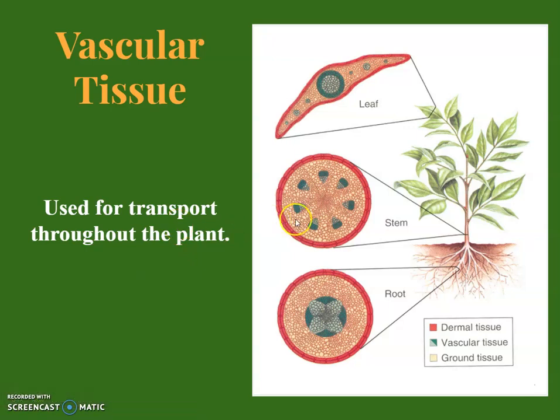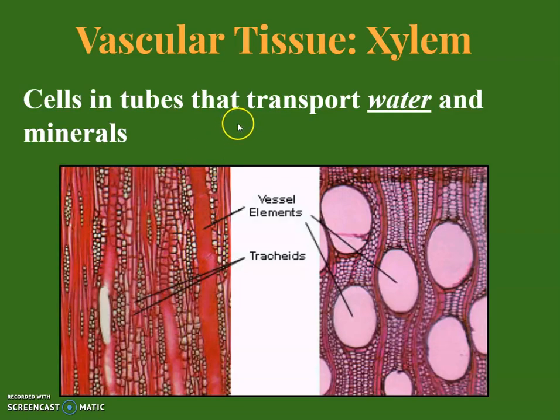And this vascular tissue looks different at different cross sections of the plant. So the root has a really thick vascular tissue down here. The stem will have little vascular tissues on the outer rim, and then the leaf you can see vascular tissue as well. Now there's different types of vascular tissue.